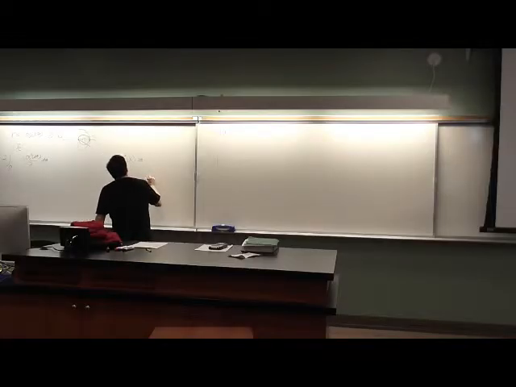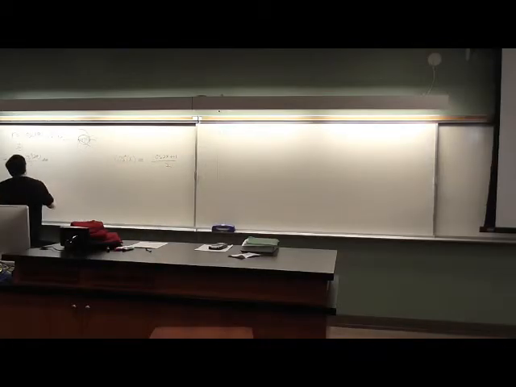Now I wish I hadn't erased it. Cosine 2x plus 1 over 2. But this is now 3, so it's going to be cosine 6x plus 1 over 4.